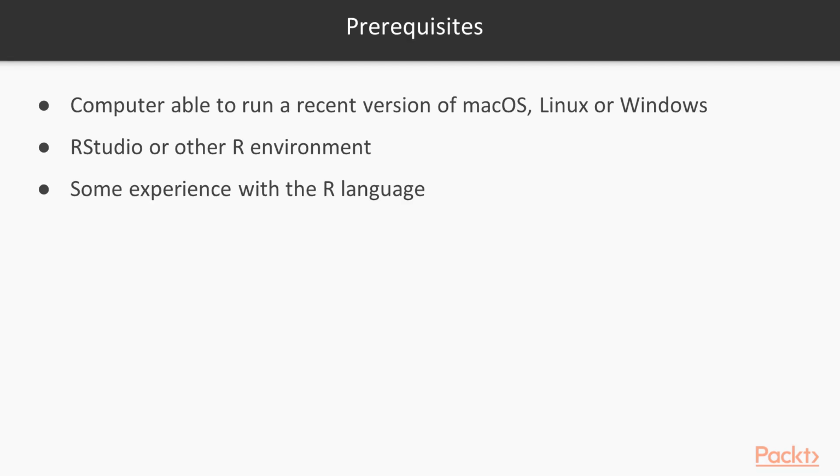Taking this video course does not require much from you. First, you should have a computer running a recent version of macOS, Linux, or Windows. You should have RStudio or other software for writing and running R code. And finally, you should have a basic familiarity with R programming.